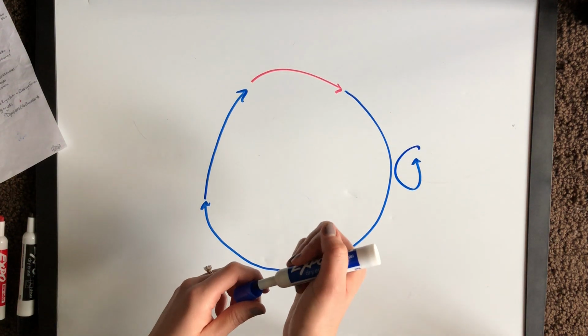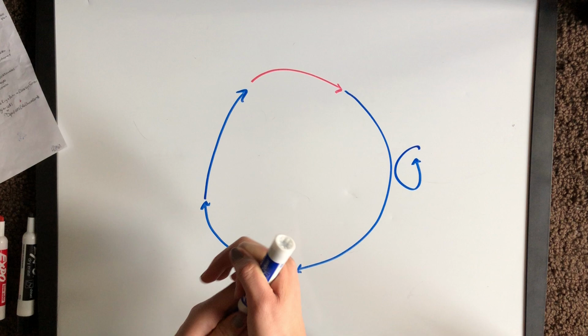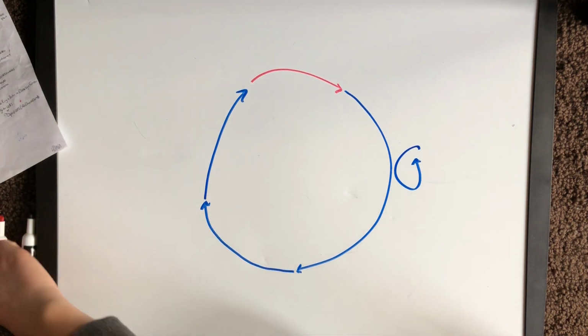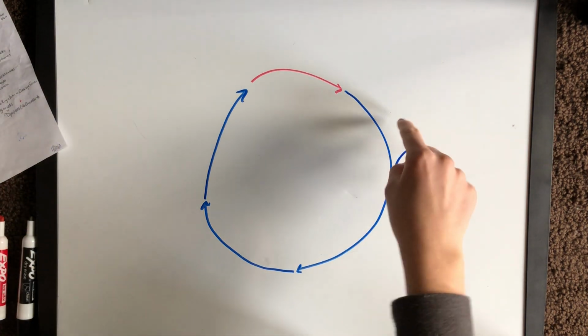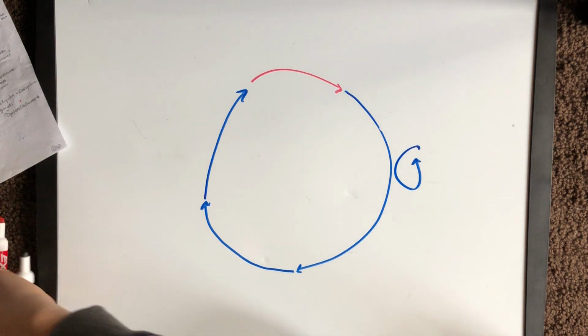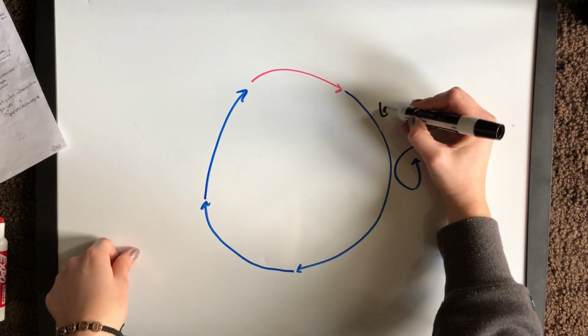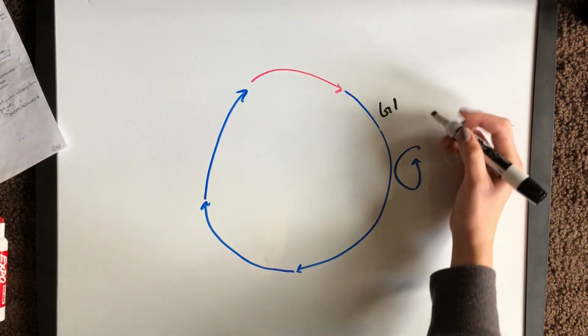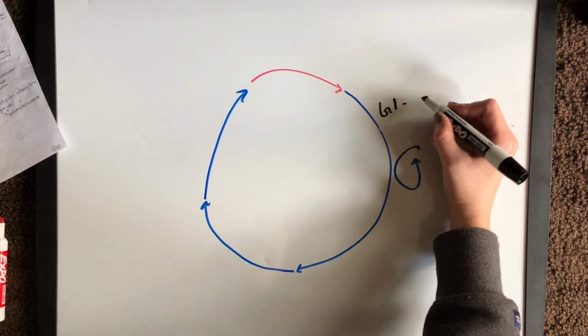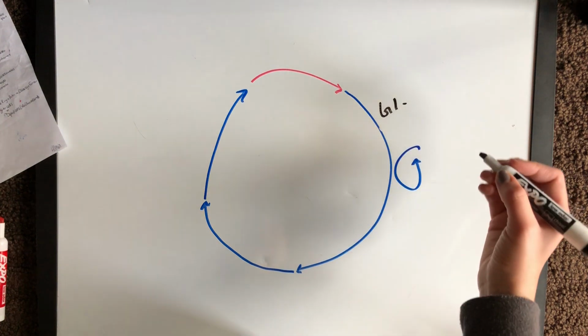So this top, actually we're gonna start on this arrow. This arrow here is our G1. That's when we're gonna replicate RNA, proteins, and organelles.